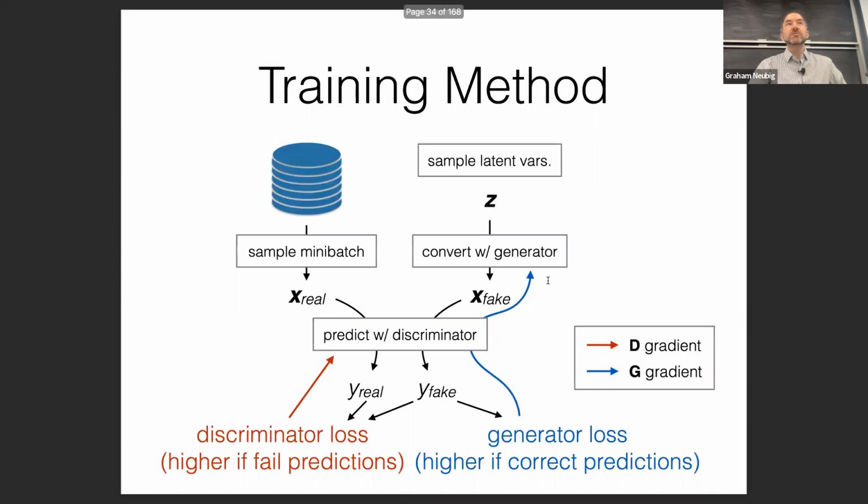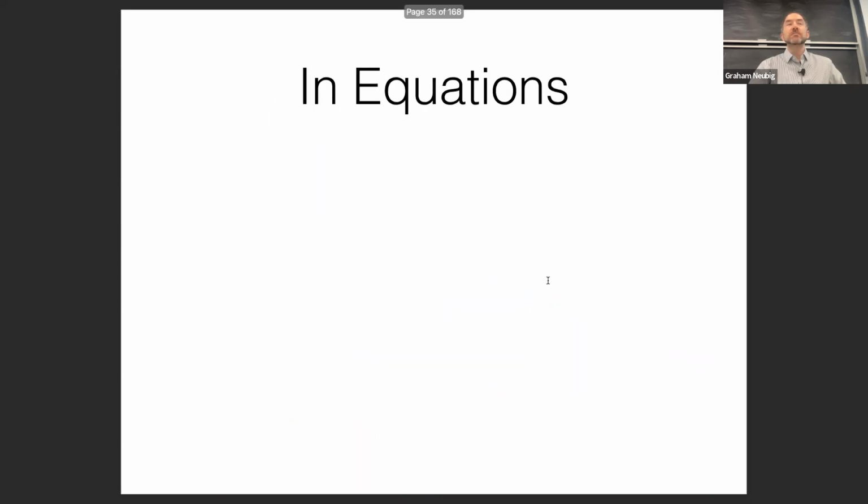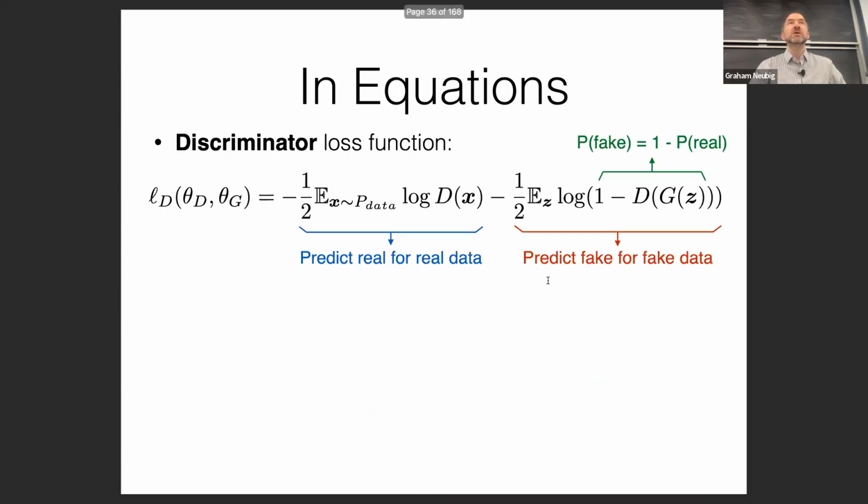So it's actually reasonably simple. Conceptually, the details are more difficult, but the way we express this in equations is we have this discriminator loss function where basically we have a bunch of outputs sampled from the data and a bunch of outputs sampled from the generator. And we basically add these two together and use both of them to calculate the loss.